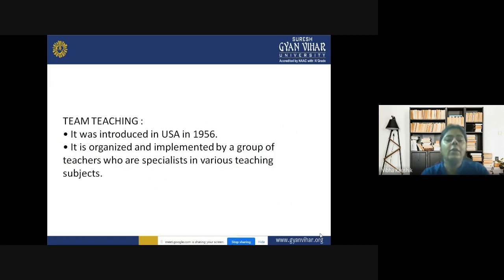Team teaching was introduced in the US in 1956. It was organized and implemented by a group of teachers who are specialists in various teaching subjects. When we talk about team teaching, two or more teachers come to teach a particular subject or topic in front of the students, and these teachers are specialists or experts in that particular topic or content.